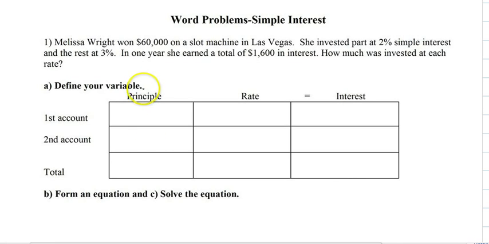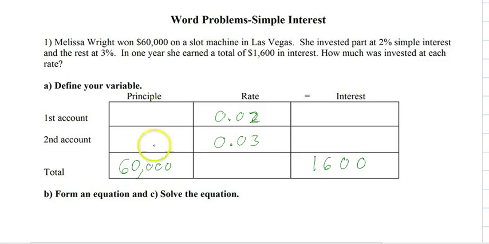So our first one, principal, we know that she had a total of $60,000, so you put that there. Our 2 rates are 2%, remember always as decimal, and 3%, and you always divide it by 100. That's why it's giving us 2 decimal places. Interest is not given for these, but we do have a total interest of $1,600. So what we're missing is the principal, and that's going to be a variable here.